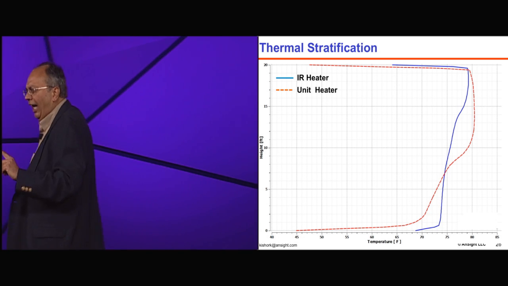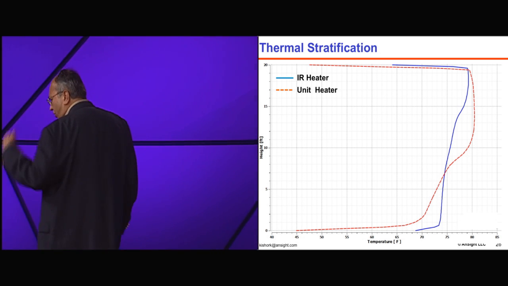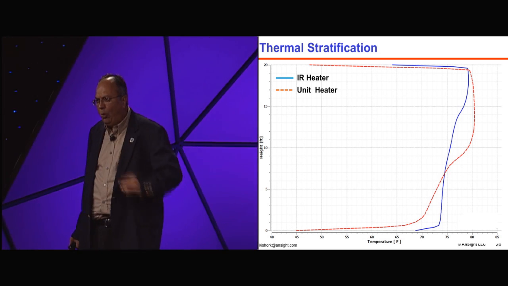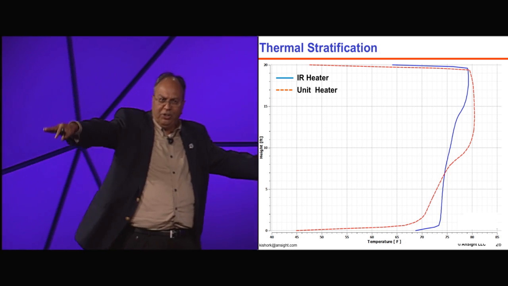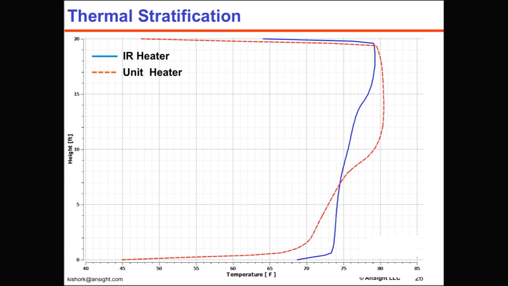Remember, we have the same amount of heat, 200,000 BTUs, going into both the IR heater space and the unit heater space. Keep that in mind. With that, you can see that with the unit heater, the red line, the temperature on the floor is somewhere around 40 to 45 degrees. It picks up slowly, keeps going up, and once you reach 10 feet elevation, it just remains there at 85, 86 degrees. And then as it sees the cold ceiling, it again drops back to 45 degrees.